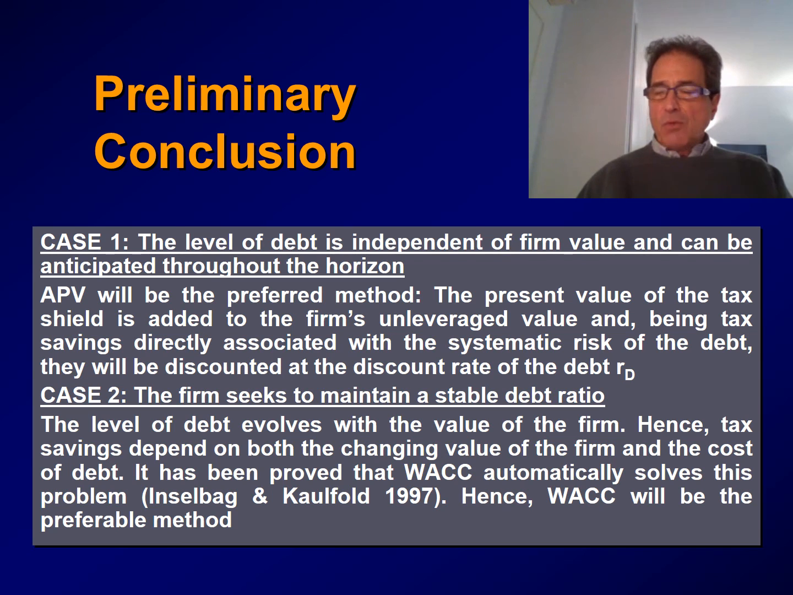So in case 1, in which the debt is completely determined by management, we use APV. In case 2, the other extreme case in which the debt is a fixed proportion of the value of the firm, the right discount rate is WACC.